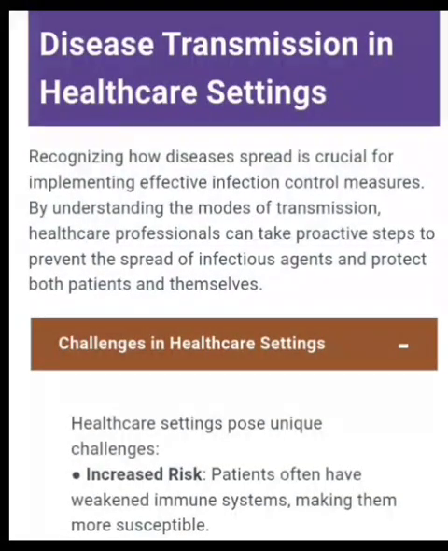Disease transmission in healthcare settings. Recognizing how diseases spread is crucial for implementing effective infection control measures. By understanding these modes of transmission, healthcare professionals can take proactive steps to prevent the spread of infectious agents and protect both patients and themselves.